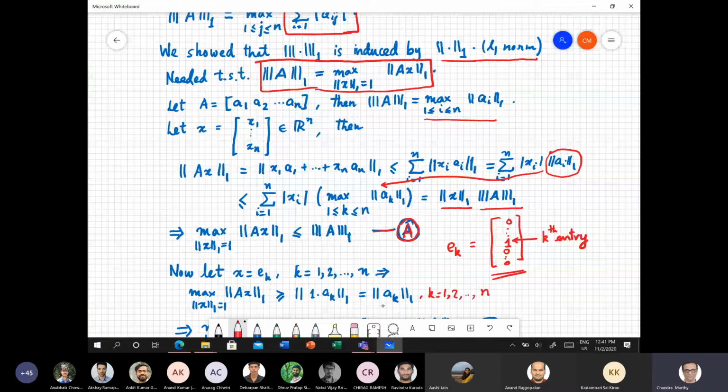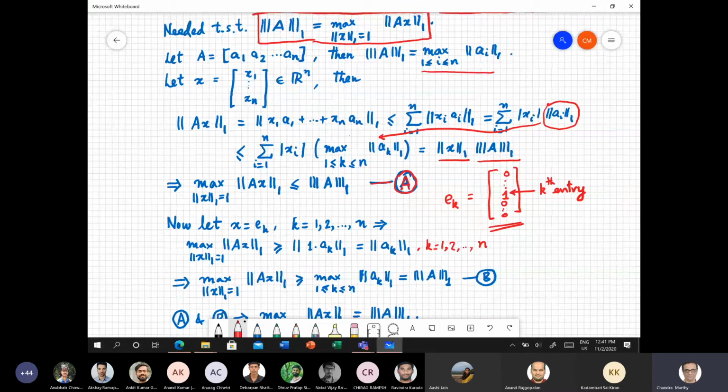Since this is a lower bound for all k, if I take the maximum of these numbers over all k from 1 to n, that will still be a lower bound because n is a finite number here. So we have that the maximum over the L1 norm of x equals 1 of the L1 norm of Ax is at least equal to the maximum of the L1 norms of the columns of A, which again by definition is the maximum column sum norm of the matrix A. So this is what we called inequality B.